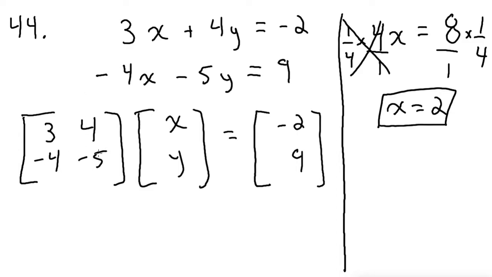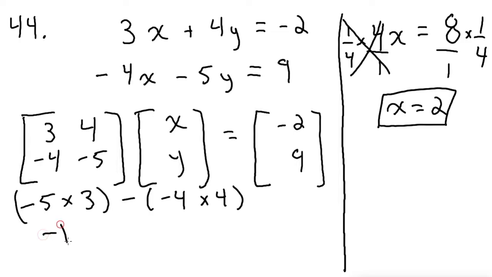So to get the determinant, I'm going to do a -5 times a 3, and I'll take that number and then subtract it by, I have a -4 times 4. Now -5 times 3 will be a -15, and I'll subtract that by -4 times a 4, which will be a -16. So the determinant of this matrix right here would be -15 minus a -16. A minus and a negative, that's the same thing as plus a positive.